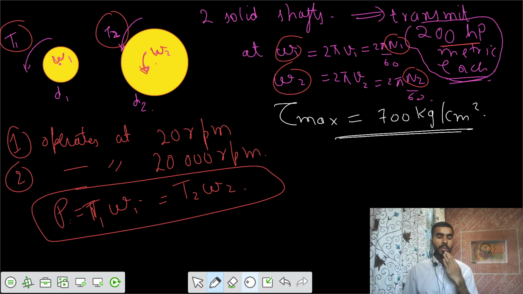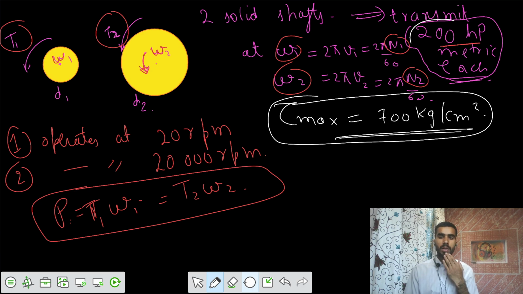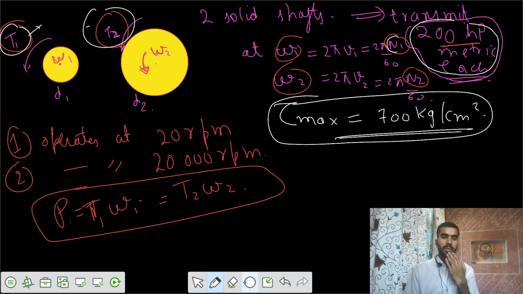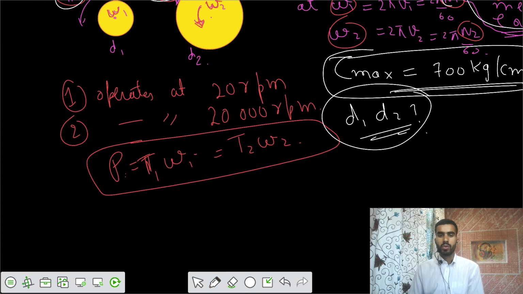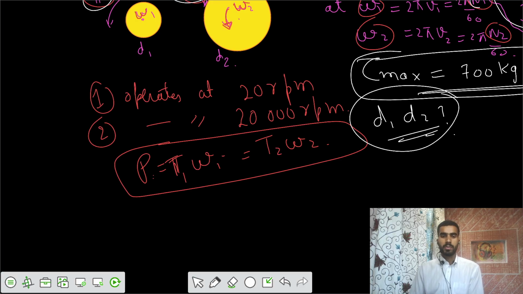You don't know the value of diameter, but you have this condition, and you are also given the total power you have to transmit, and you also know omega. So you can get the torque 1 and torque 2. Based on that, you can use the equation tau max equals 16T by pi d cube, and you can get the diameters. So you need to get diameter 1 and diameter 2. For that, you first use the power transmission equation.